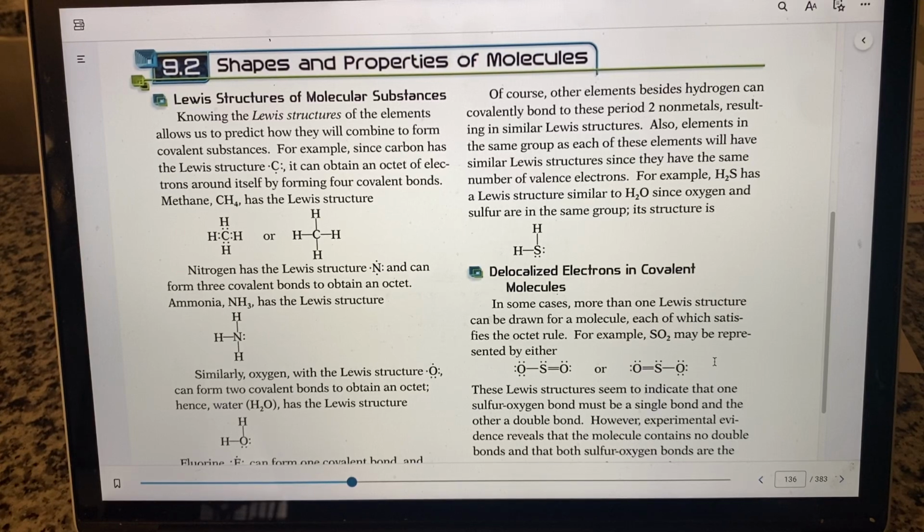Chapter 9, Section 2 in your chemistry book. Shapes and properties of molecules. Now we know certain molecules have certain shapes. As they come together, they may look like a tripod, they may be equal and symmetrical, or they can look like they're going in one direction.